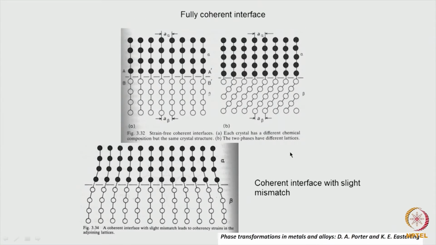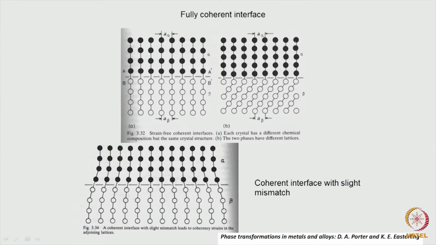Suppose the lattice parameter is different. In these particular cases, tomorrow when we talk about the interaction of dislocations, suppose a dislocation is to enter from here to here, what will happen? Because there are some small differences, the modulus will be different. They will have an effect on the behavior of the dislocations, especially on the movement of dislocations. This we will discuss later, tomorrow.